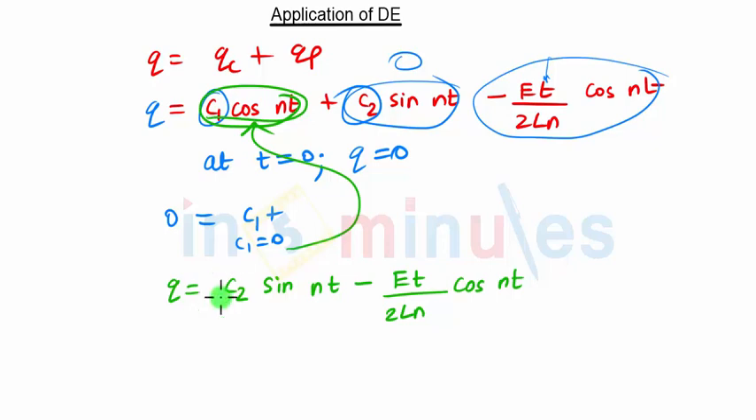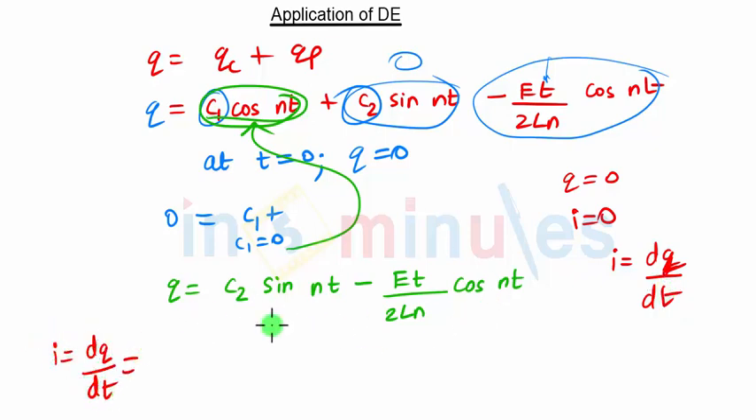After this, we also need to find what is C2. One thing we can assume is that when charge is 0, our current is also equal to 0. What is current? Current is a function of Q, which is given by dq by dt. So this is our Q, then our I will be dq by dt. So we take the derivative of this term with respect to t.